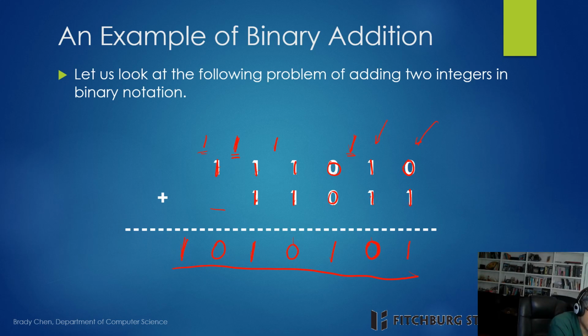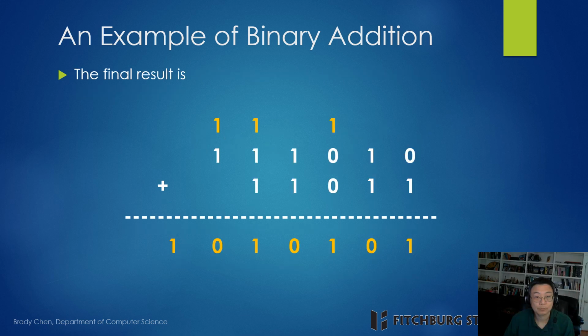So these are the ones that carried over from the previous position. So okay, here's the final result for the previous example. We should also have the carryover numbers from the previous position. And actually, you should also have a carryover number over here, right? So that's the final result.